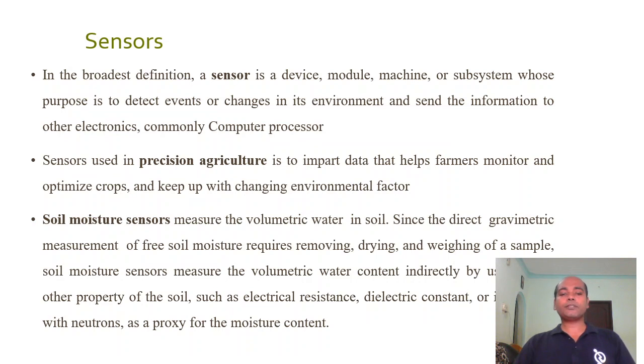Soil moisture sensors measure the volumetric water content in soil. Since direct gravimetric measurement of soil moisture requires removing, drying and weighing a sample, soil moisture sensors measure the volumetric water content indirectly by using some other property of the soil, such as electrical resistance, dielectric constant, or interaction with neutrons, as a proxy for the moisture content.